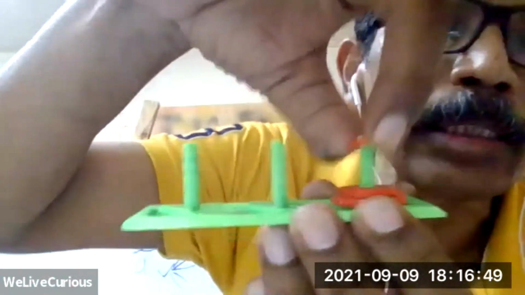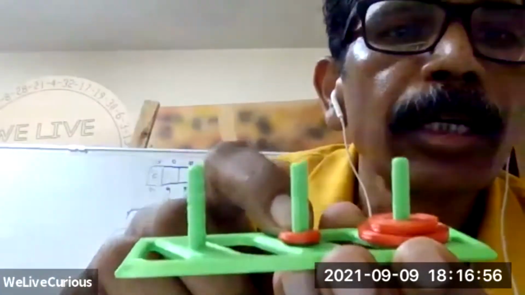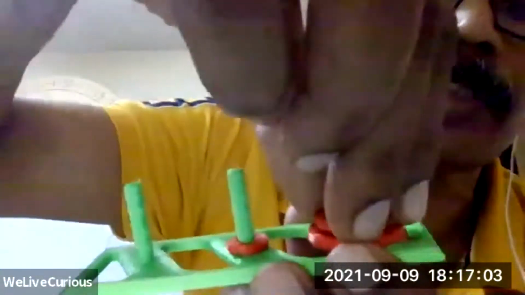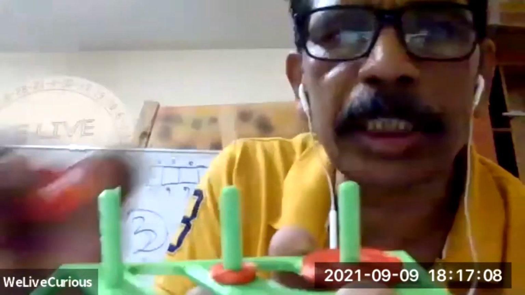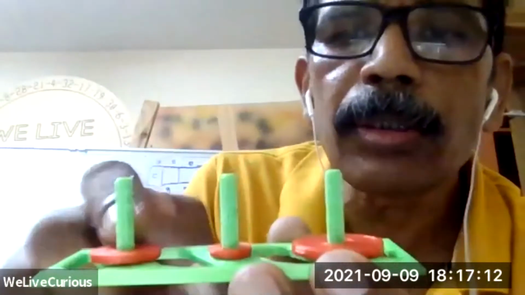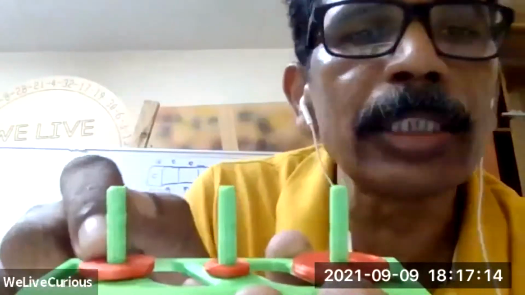So the smallest you move, because now the biggest has to come on the top. We will keep it away. Now the biggest cannot go on the smaller; a larger one cannot be placed on top of a smaller one. So where will the larger one go? To the empty one, right? On the floor, you can do it. Now this cannot go on this, so the smaller one you will move. Now it can come out.